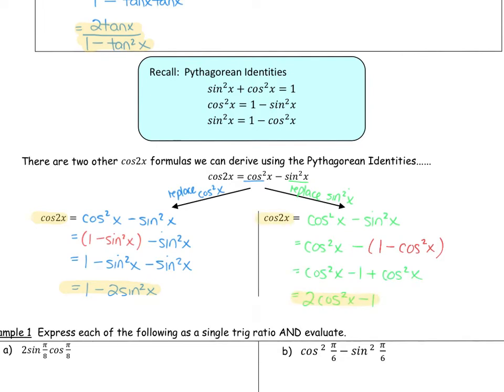And those are your double angle formulae. So there are 5 of them, one for sine 2x, one for tan 2x, and then there are 3 different options for cos 2x. You can go ahead and add those to your formula sheet, and now we're going to work on using these formulas to evaluate trig expressions.